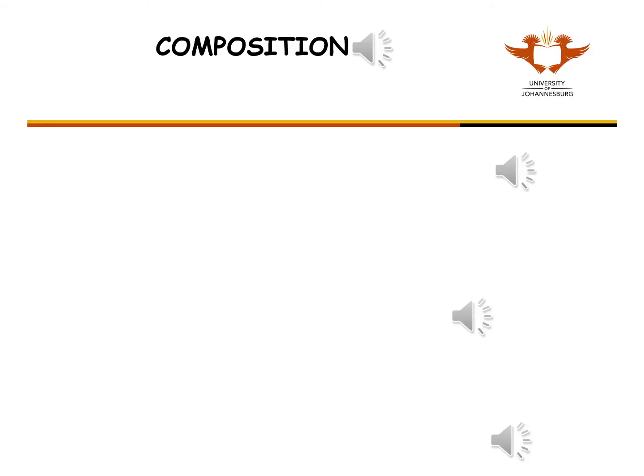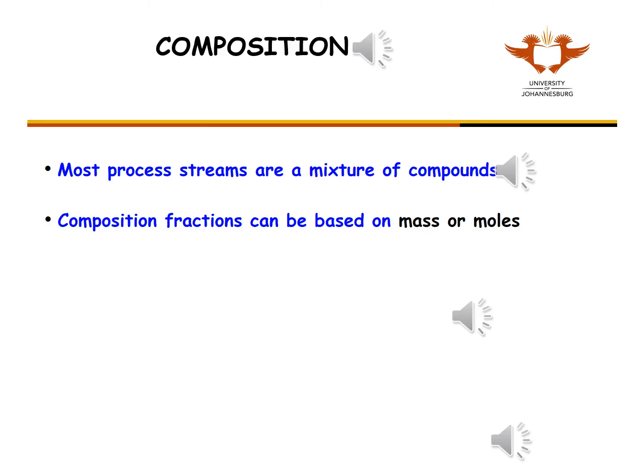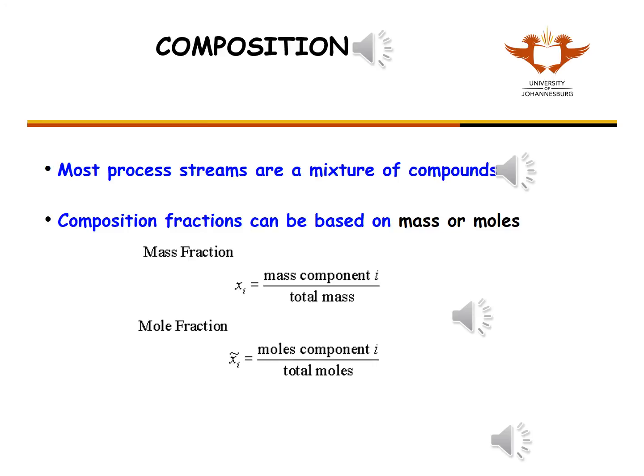Composition is for process streams containing more than one compound. A compound is made up of two or more elements. Note that if you add up all fractions in a process stream, you should get 1. If you add up all the percentages, you should get 100%.